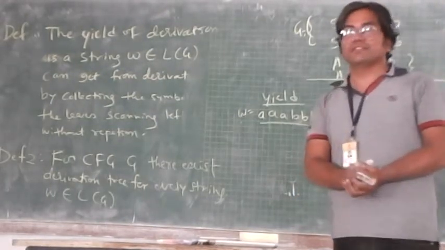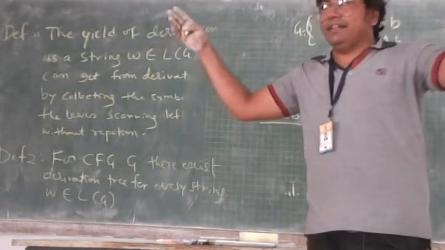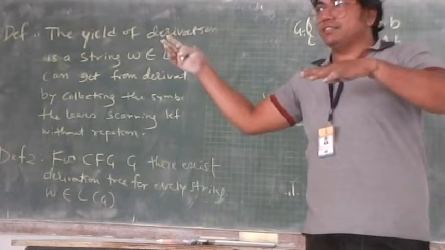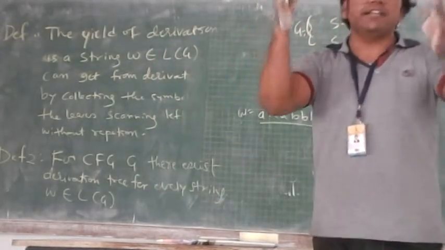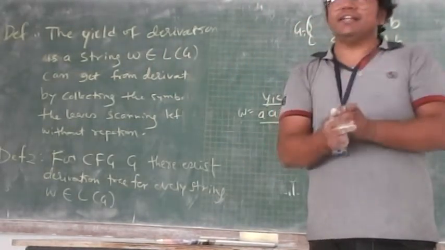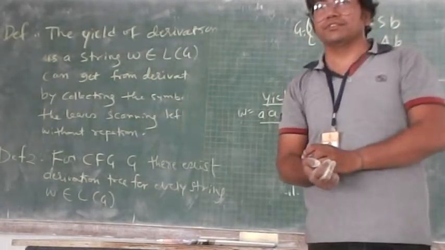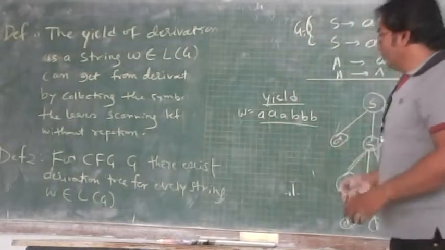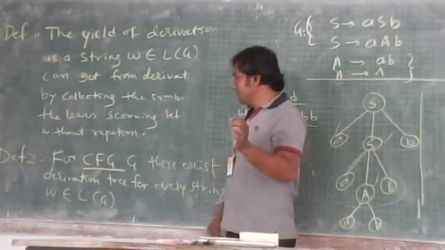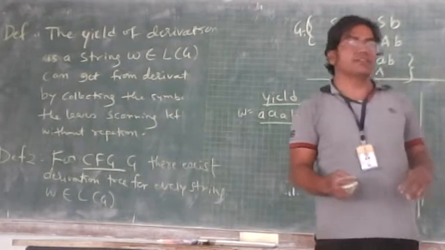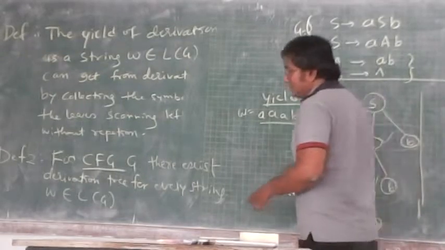What does it mean? If I consider a grammar G and that grammar G produces a language, meaning the set of sentences it produces as a language, then for each sentence from that language you can have a derivation tree. Okay? So this is a property of context-free grammar. For every sentence from the context-free language, you are able to draw a derivation tree. That is exactly what this definition says.